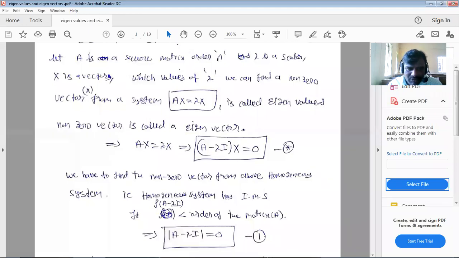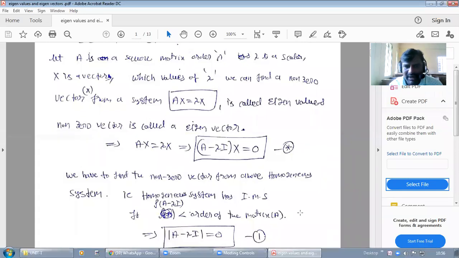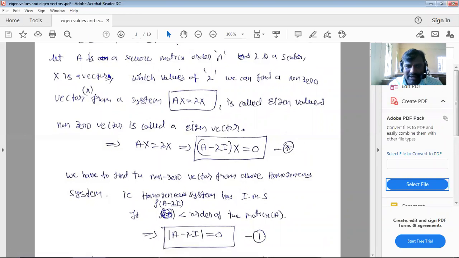Otherwise, you bring it to the left hand side and take x common. Therefore, this is transformed into (A minus lambda I) into x is equal to 0. This is the star equation I am taking now. Now your aim is what? You have to find a lambda and a non-zero vector x in this system. This is nothing but a homogeneous system.